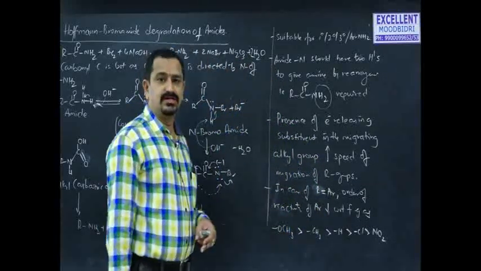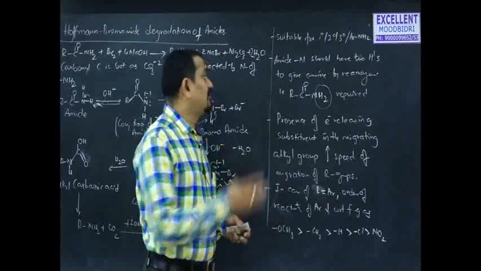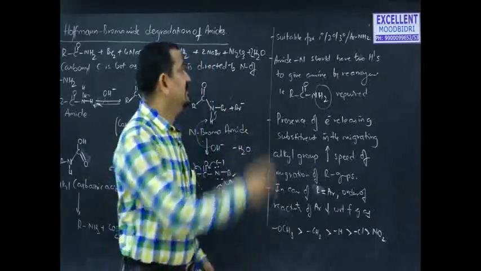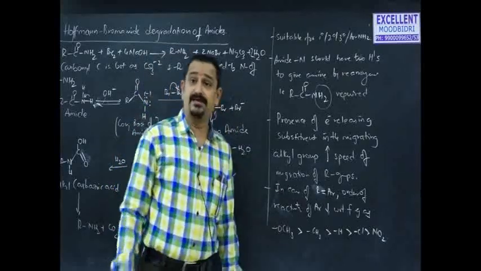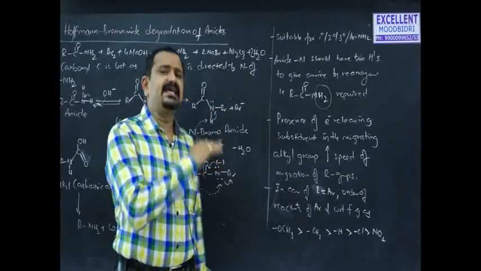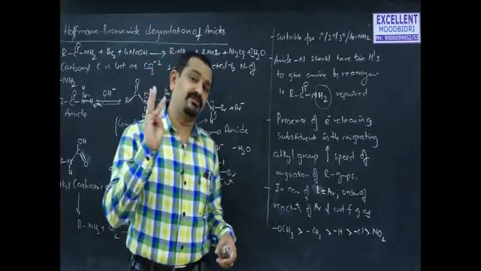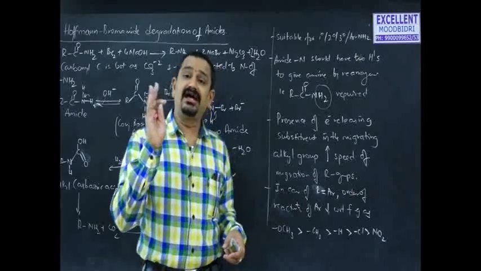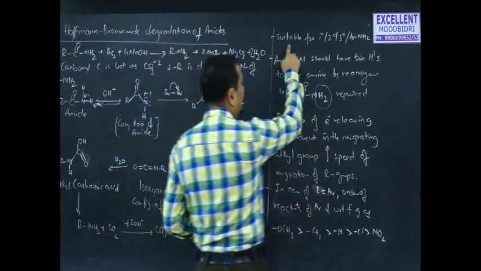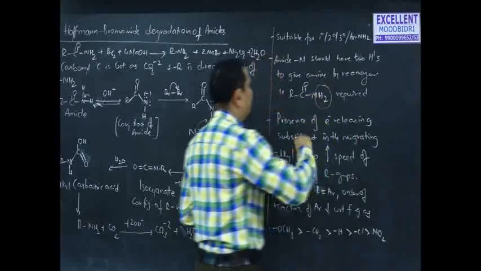Now, let us come to the salient features of this Hofmann bromamide mechanism. It is equally suitable, I am repeating, this mechanism is equally suitable for the preparation of primary, secondary, tertiary and even aromatic amines also.